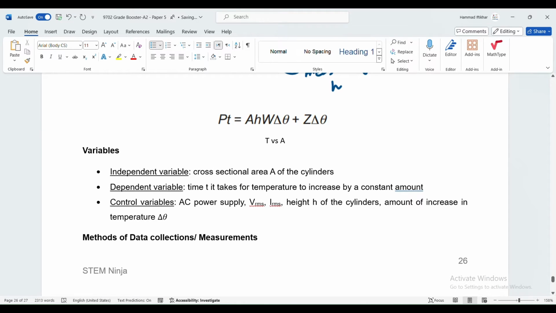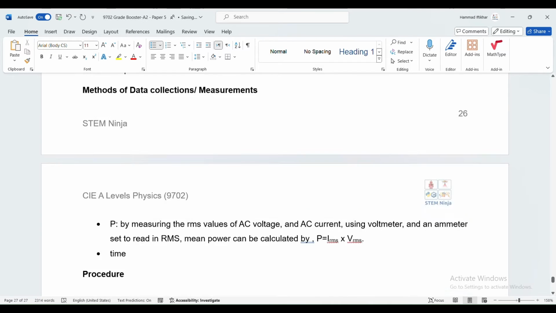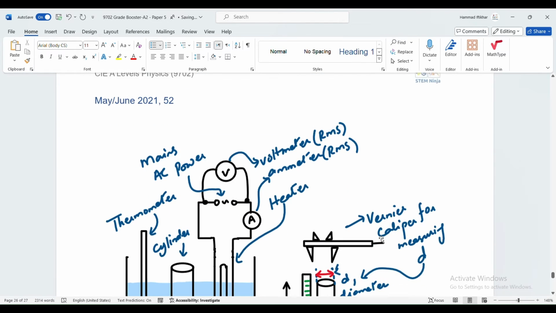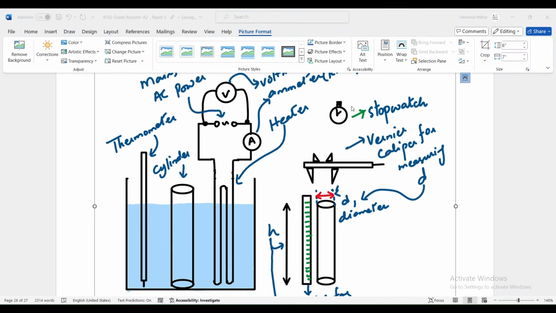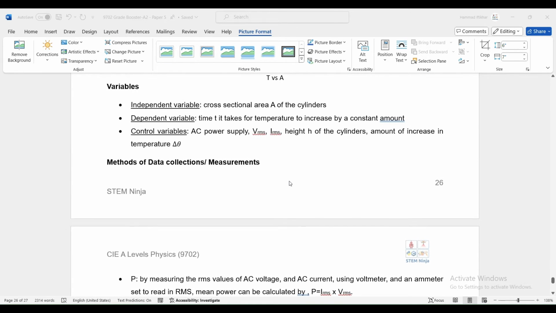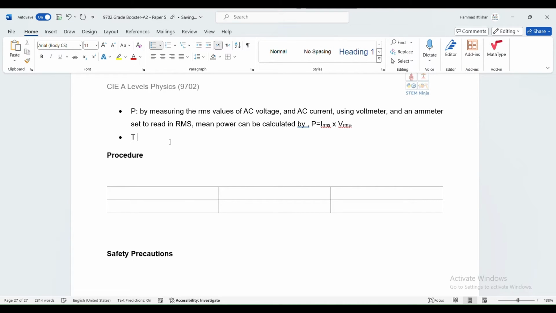What else did we have? Temperature. Oh, sorry, time. Oh, my bad. I forgot about the time. So we should add a stopwatch over here. Let me just quickly add a stopwatch. Okay, so I've added a stopwatch over here to measure the time. Okay. Good. So time, just small t, using a stopwatch.